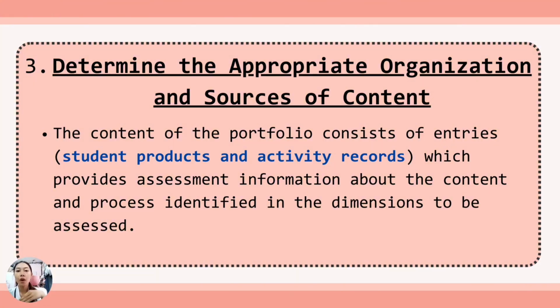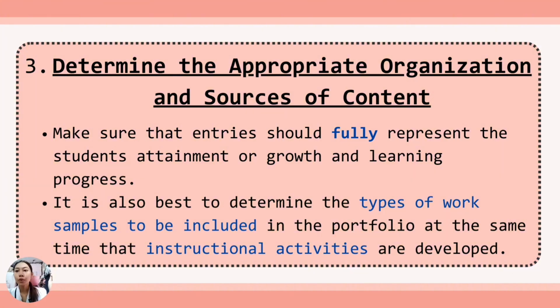So, for example, instead of including 10 similar worksheets, you may include their first attempt with errors, the improved version, and then the final output. So, this way, you show progress, not repetition. Also, you must organize the portfolio properly. So, it can be arranged chronologically by date, by subject, and then by skill. Another example is in a writing portfolio, there's draft 1, draft 2, the final essay, and then the reflection. So this will allow both the teacher and the student to clearly see the improvement.